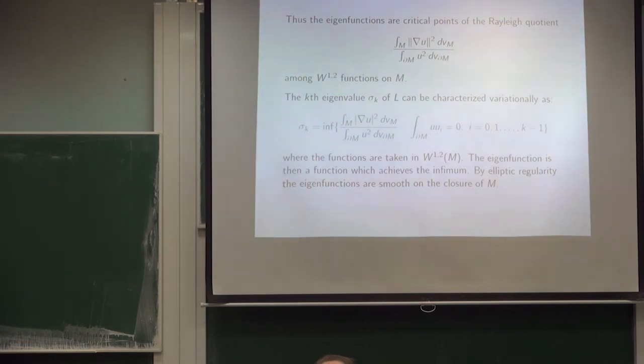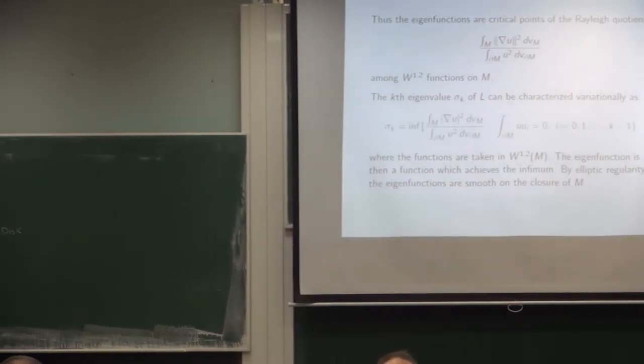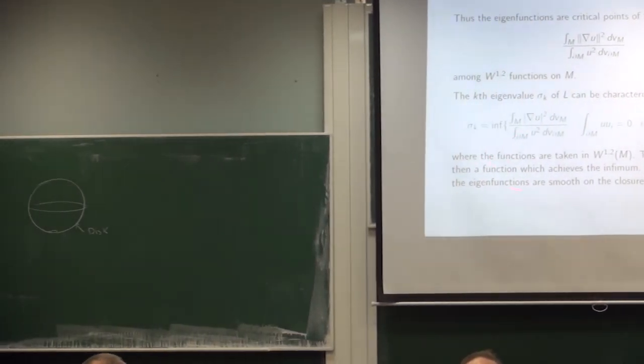So you can find the kth eigenvalue by minimizing the Rayleigh quotient over functions orthogonal to the first k minus 1. So you can construct them inductively, as you can do for the Dirichlet and Neumann eigenfunctions. So for example, the zeroth eigenfunctions are the constants. To get the first one, you look at functions orthogonal to the constants, that integrate to zero on the boundary, and then you minimize the Rayleigh quotient. The infimum defines sigma_1, and the function that realizes the minimum is a lowest eigenfunction. Okay, and that works generally.